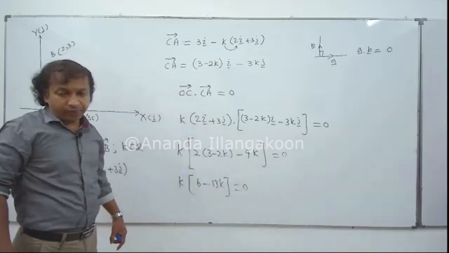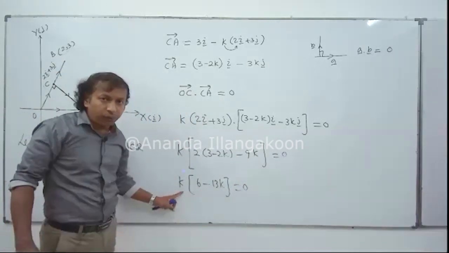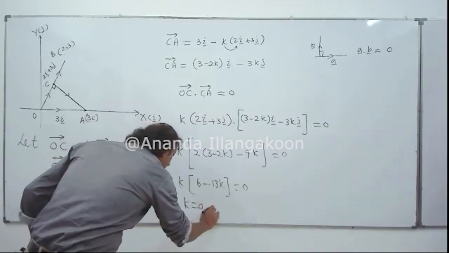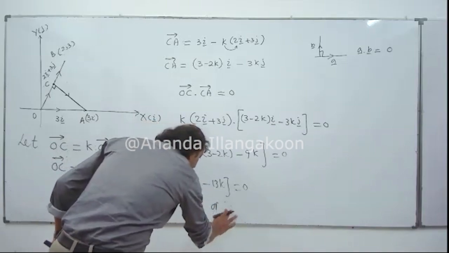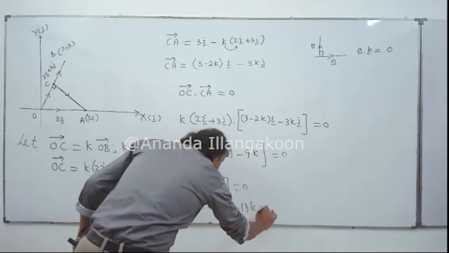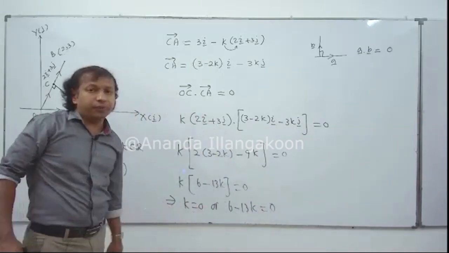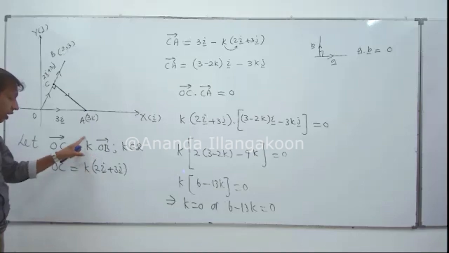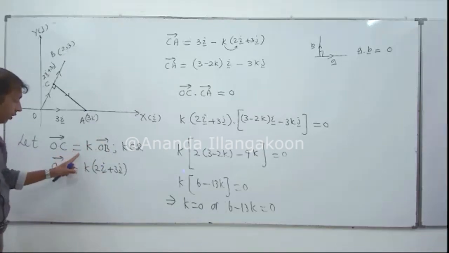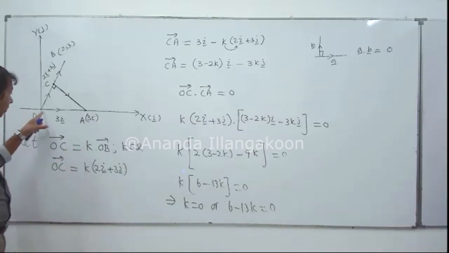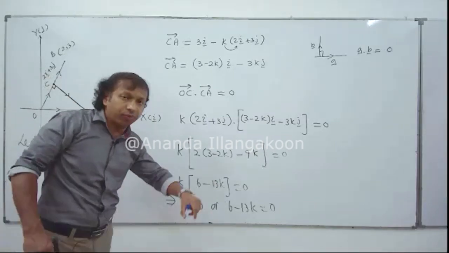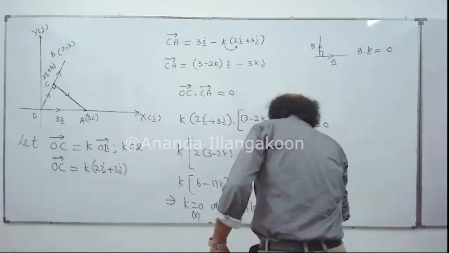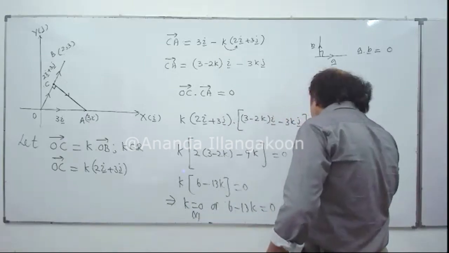This product is equal to 0, which means either k is 0 or 6 minus 13k equals 0. But k can't be 0. Why? If k is 0, then 0 times OB is a null vector, so OC is the zero vector. That means C would be the origin, which is impossible. Therefore the k value should come from 6 minus 13k equals 0. What do you get? k equals 6 by 13.